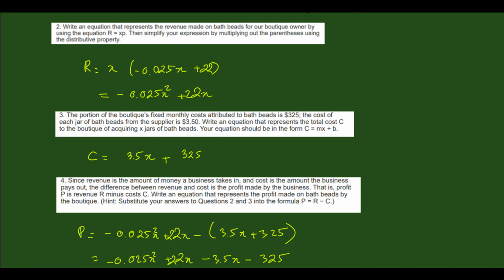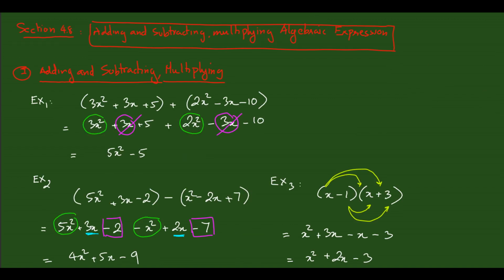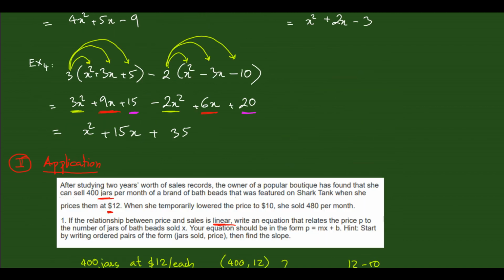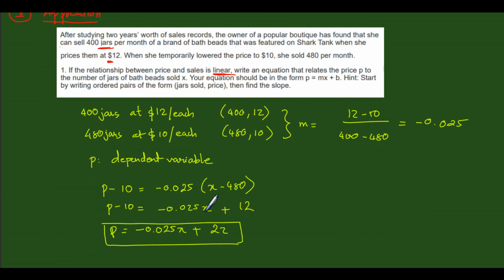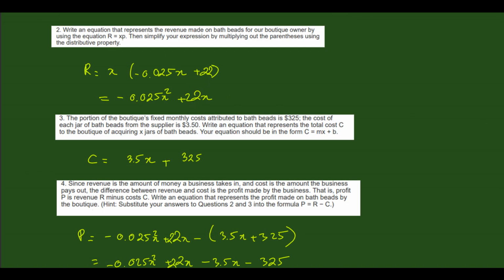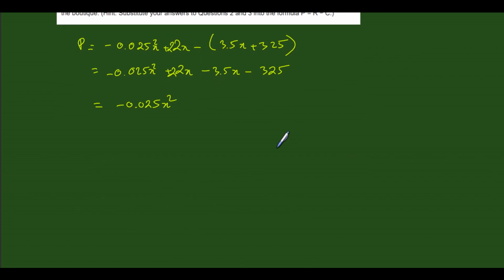Let me go back to the first page, and I put 22 there. Yeah, this is 22. I don't know why I changed it to 2. So this is 22 minus 3.5. Let me put it into the calculator real quick. That gives you 18.5x minus 325. So this will be the equation for the profit.